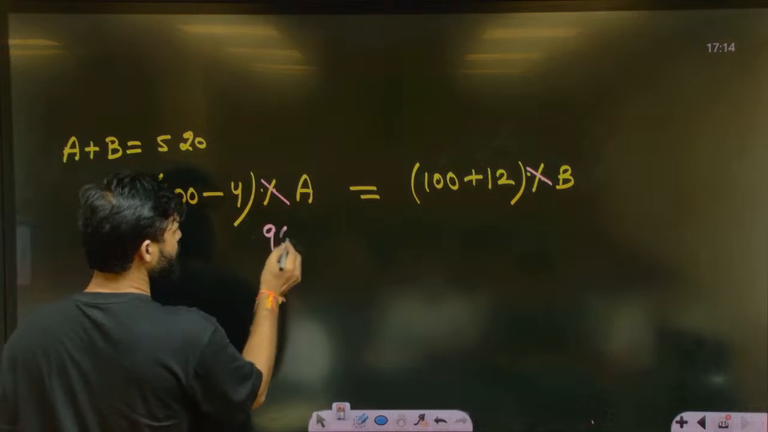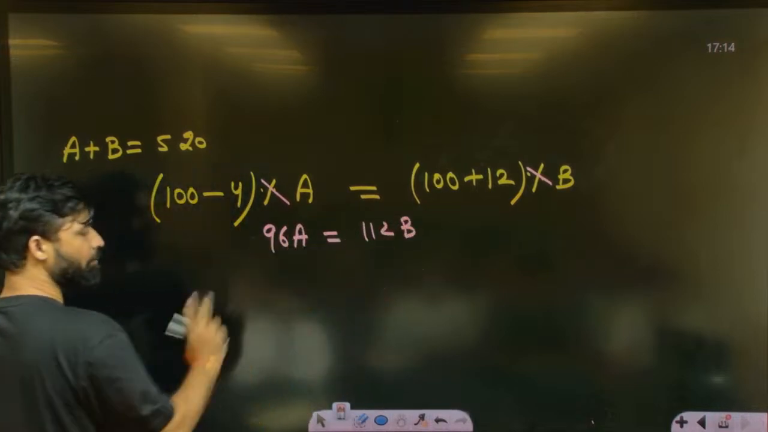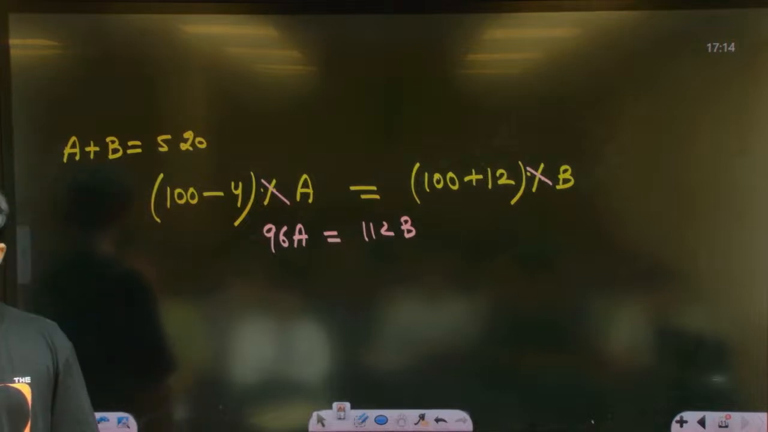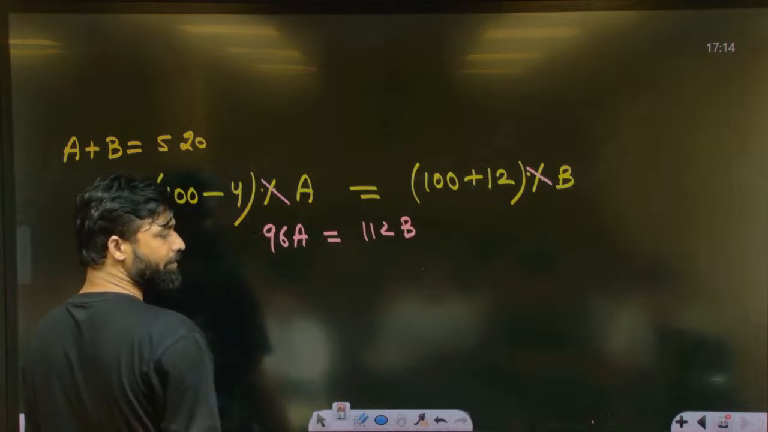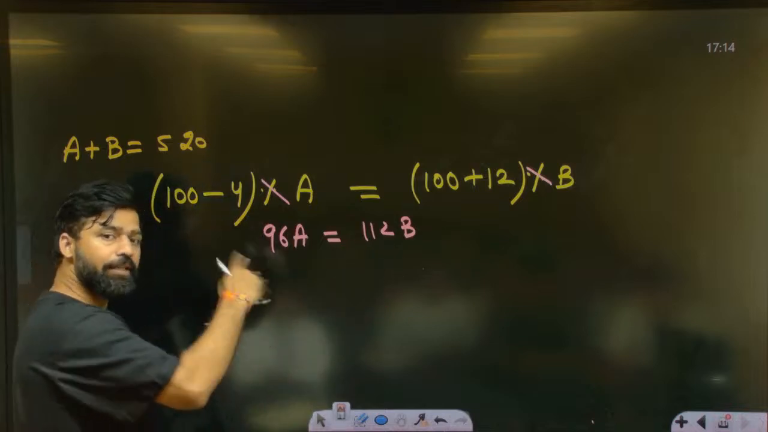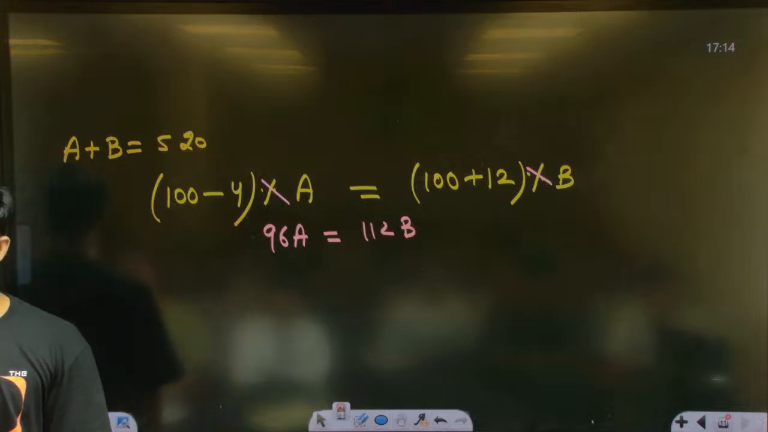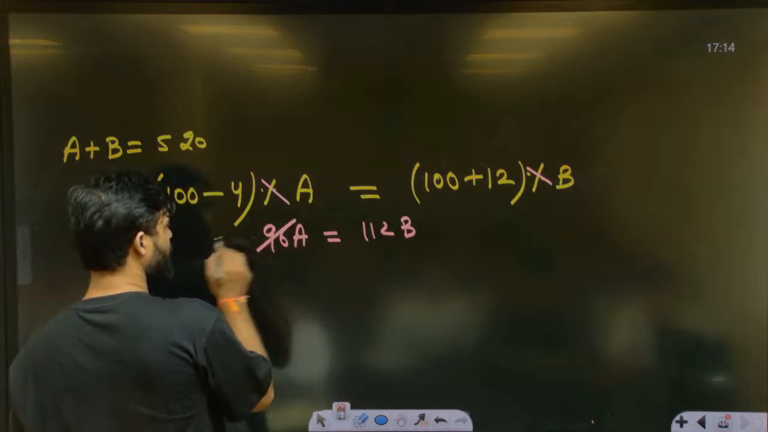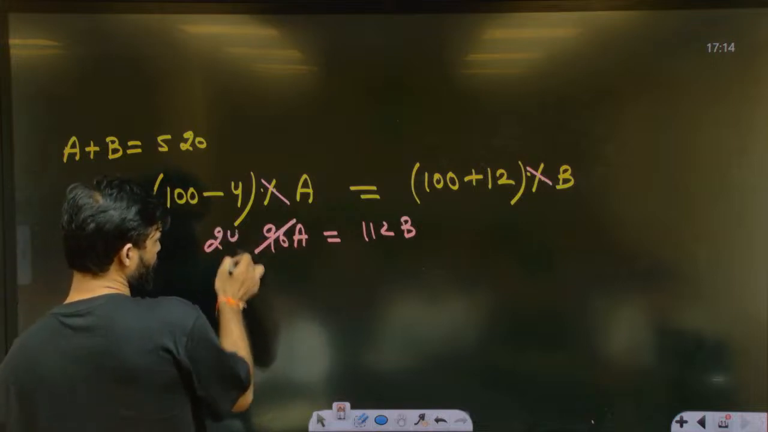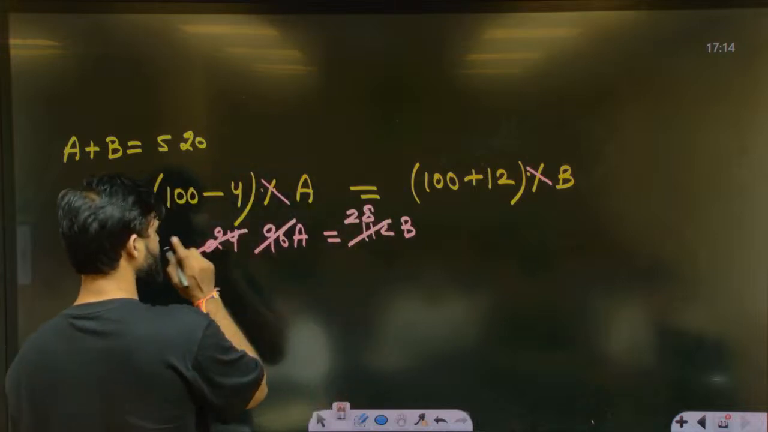Now this is 96A and this is 112B. Both the numbers are divisible by 4, because this is 96, and we have to check the last two digits of any number. If the last two digits of any number are divisible by 4, then the whole number will be divisible by 4. So 12 is divisible by 4. So let's divide it. 4 into 24. 24 into 4, that is 96, and this is 28. Again it is divisible by 4.